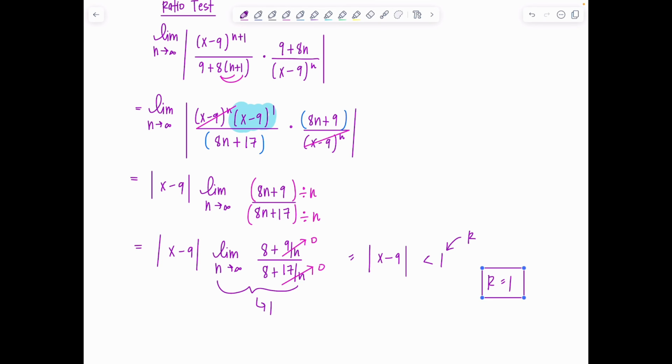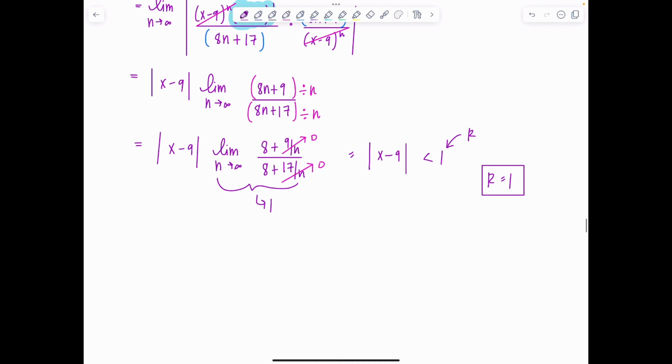Now, since it's centered at 9, the endpoints are going to be a little different. So let's rewrite this. x minus 9 is less than 1 and greater than negative 1. To get x by itself, I add 9 to all parts of the inequality. So now I get x is between 8 and 10. If you were to draw this on a real number line, you'll see how the radius of convergence is only 1.